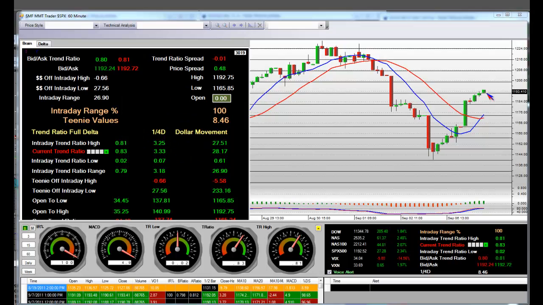Once again, that 60-minute chart. This is the 60-minute half bar right here. What is it? 1190. Here, let me get it. There it is, 1190.23. There it is.